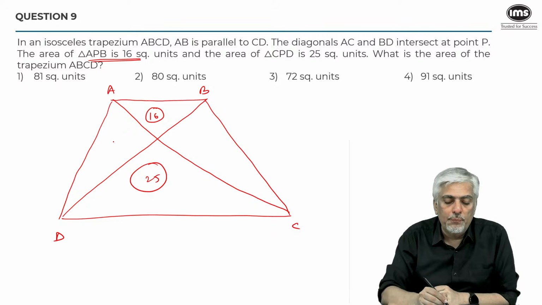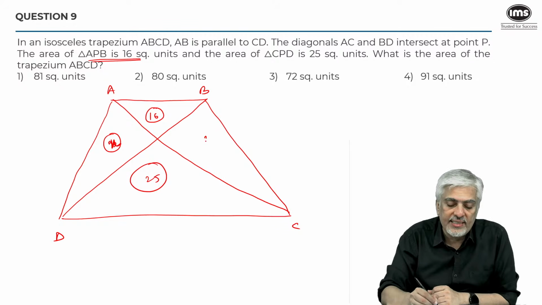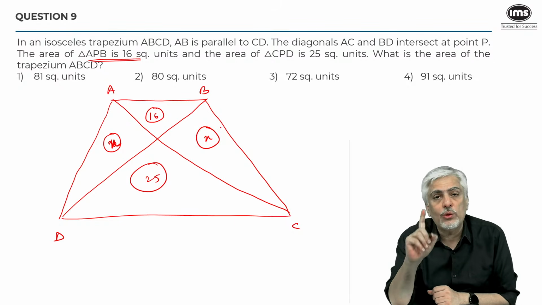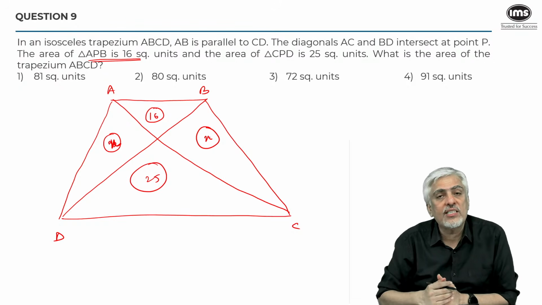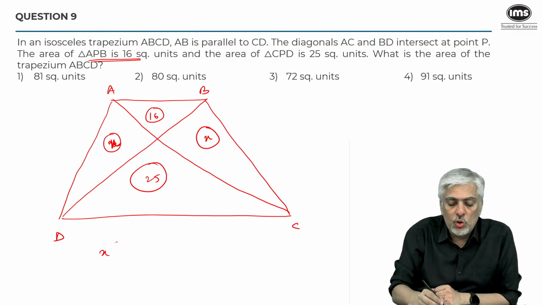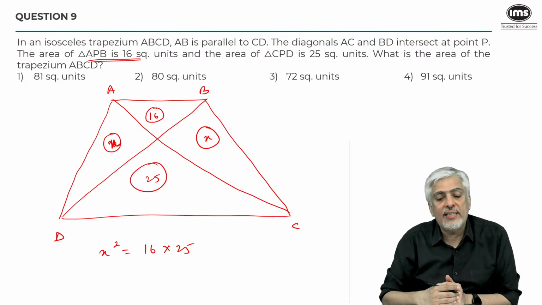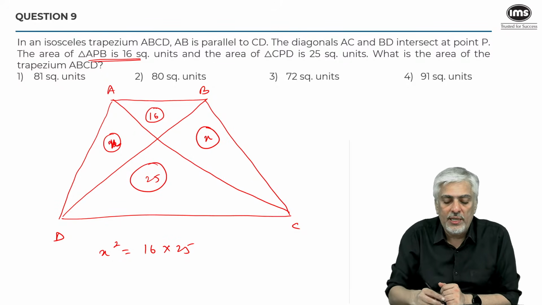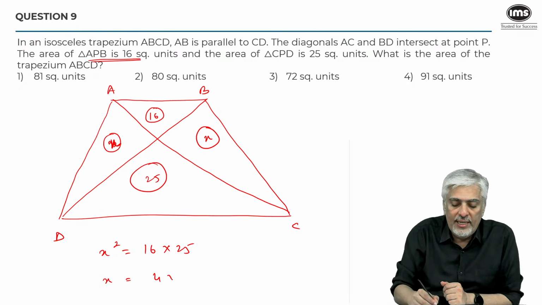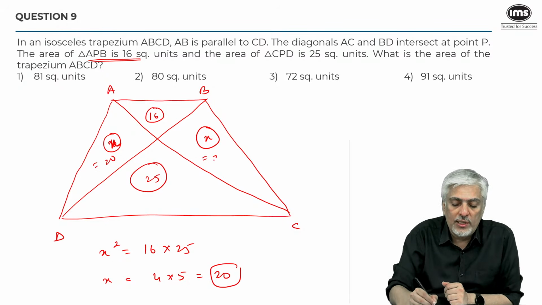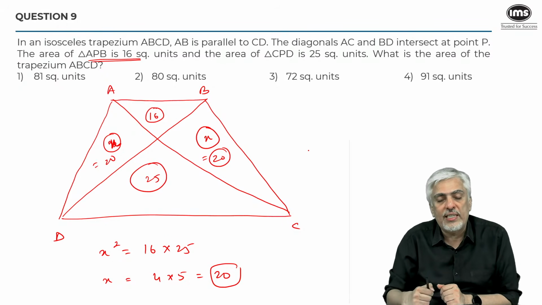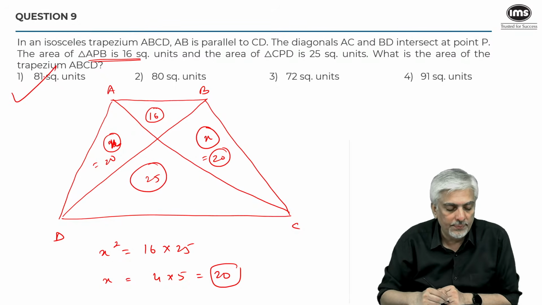First of all, both these triangles will have the same area, let's call the area as X, this area as X, this area is also X. And I'm going to ask you one question which you will answer later. This area is X, this area is also X. What is the property we know? That X square is 16 into 25, GP. Same thing, 16, X and 25 in GP. So X is equal to 4 into 5, which is 20. So once we got X as 20, 20 over here also, 20 plus 16 plus 20 plus 25, answer is 81.